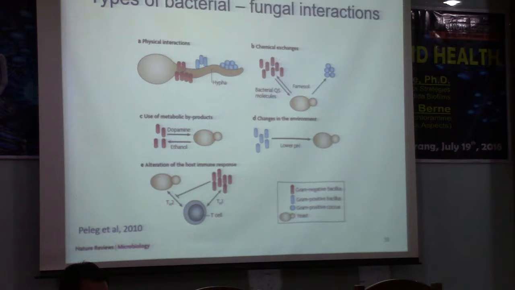When we have mixed biofilms, fungal and bacterial cells have to interact. And these interactions are based on different types of links. For example, physical interactions, as I already showed you. So physical interaction, direct interaction, but also chemical exchanges. Chemical exchanges means quorum sensing exchanges.